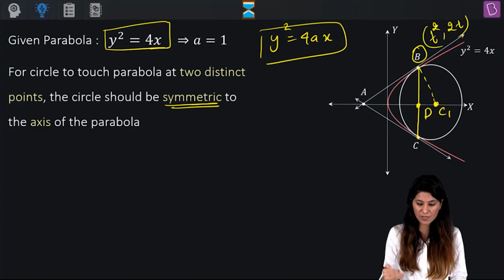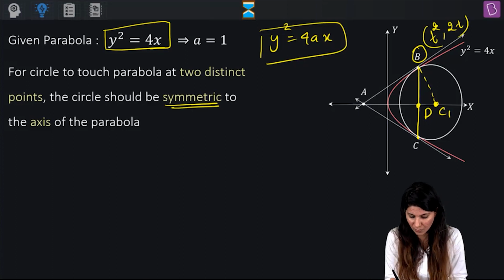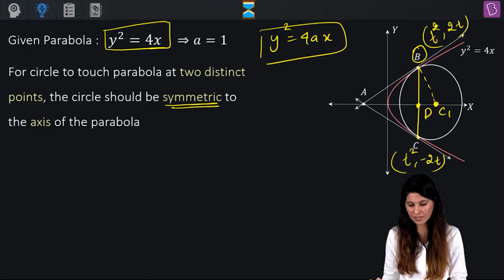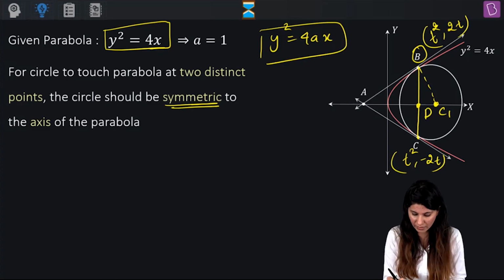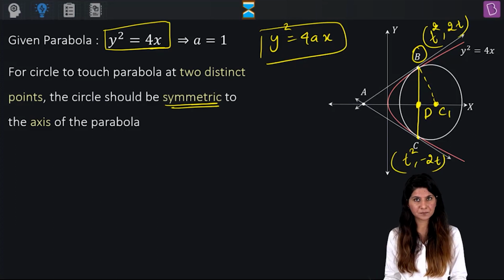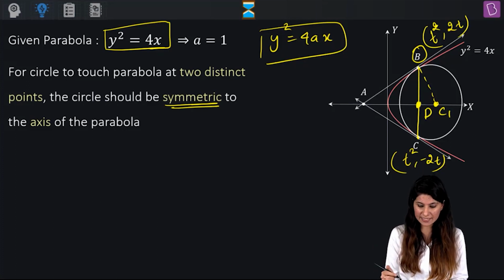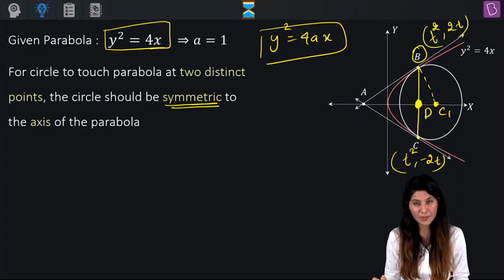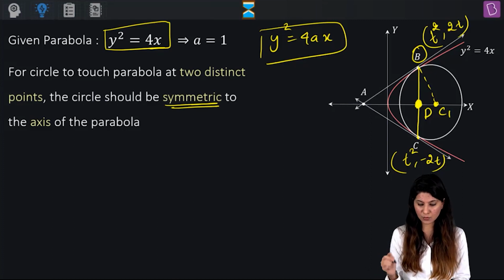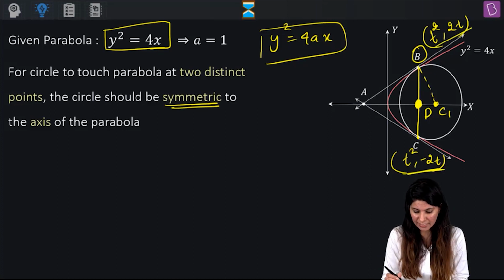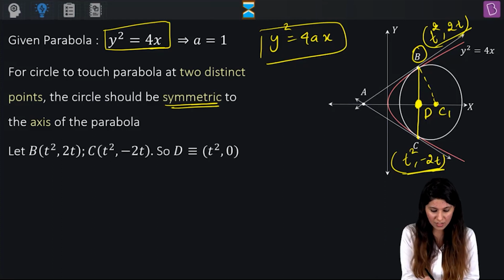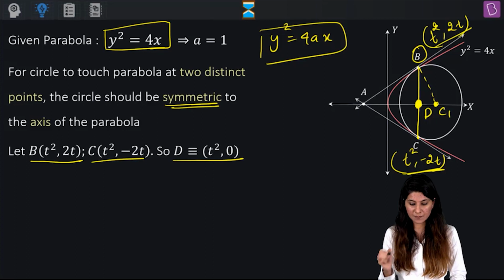Now we need to take the mirror image about the x-axis of point B to get point C, because B and C are symmetric about the x-axis. So this would be (t square, minus 2t). B and C are sorted. What about point D? B and C are symmetric about the x-axis, so the point on the x-axis, D, is the midpoint of B and C. If you calculate the midpoint of B and C, the coordinate of D is (t square, 0). So here you have B, C and D.